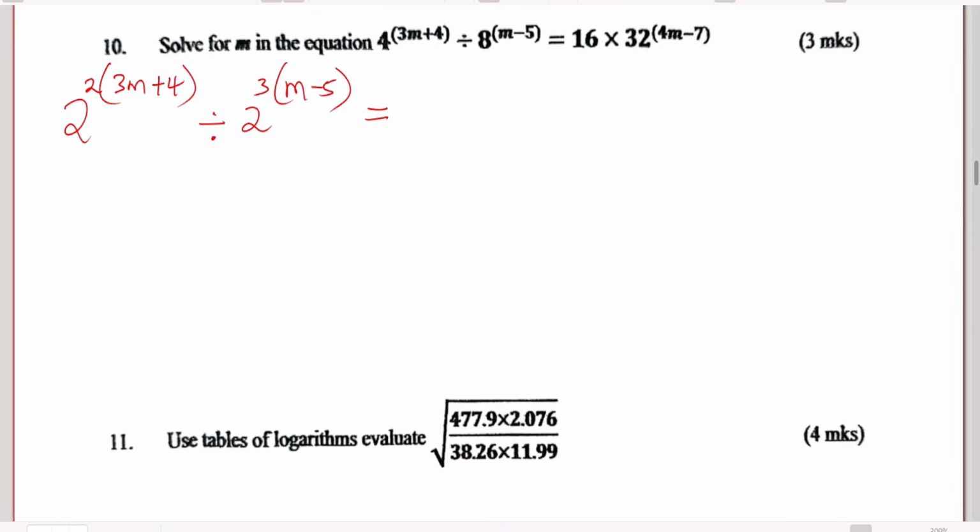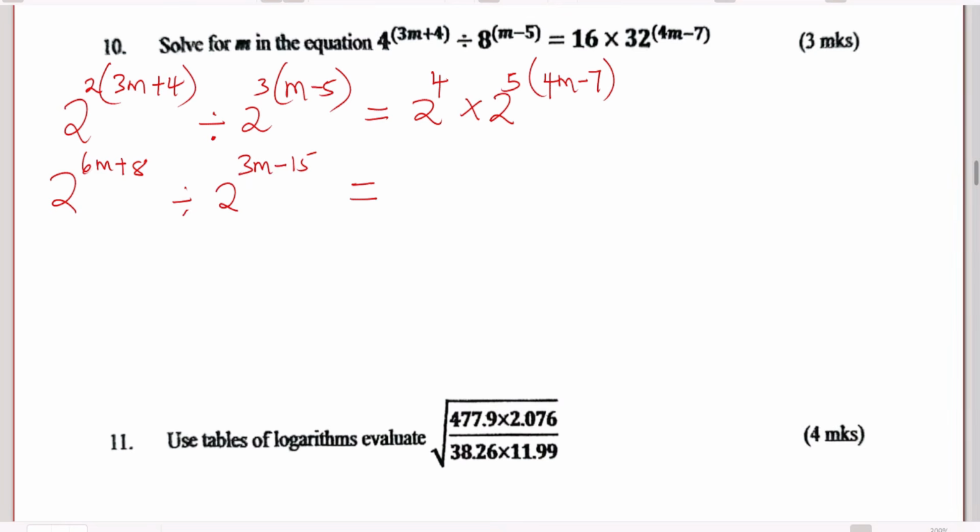Now for the right hand side, again, 16 can be written to the base of 2 as 2 raised to power 4. Then multiply by 32. 32 can be written to the base of 2. 32 is the same as 2 to power 5. And then you have the power 4m minus 7. So let us open the brackets. This will give 2 to the 6m plus 8 divided by 2 to the 3m minus 15 is equal to 2 raised to the power 4 times 2 to the 20m subtract 35.